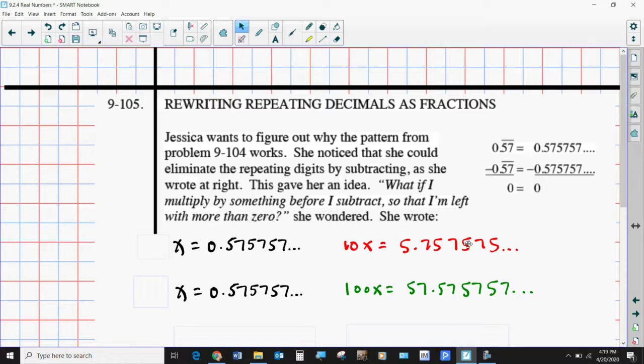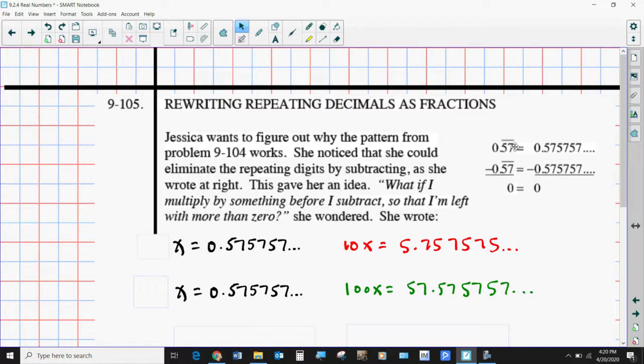There's a lot written in here. I don't like it. I find it confusing. I would prefer to teach it to you like this, but it's basically the same thing. It's just using information that I've already taught you about how you can write equivalent equations by multiplying both sides of the equation times the same number. So instead of just saying 0.57 repeated is equal to something, I'm going to say x is equal to 0.57 repeated.